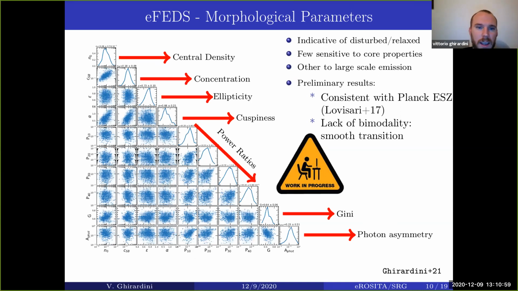larger scale emission. And in fact, we have a few, like the central density, which is the value of the density at a fixed radius; the concentration, which is the ratio of the surface brightness in two different apertures; and the cuspiness, which is the slope of the density at a fixed radius.